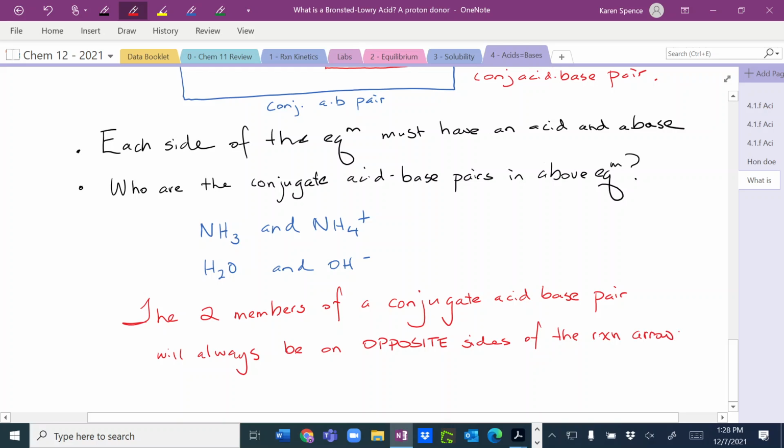That shouldn't be surprising, because if I'm an acid and this is my hydrogen, how do I turn into my conjugate base? I have to react, yes? And I go through the reaction, now I've turned into my conjugate base. So they have to be on opposite sides because they turn into each other by reacting. Okay, back to 4.1.